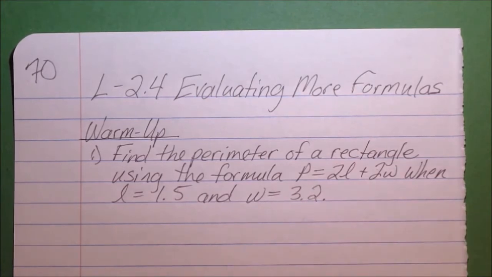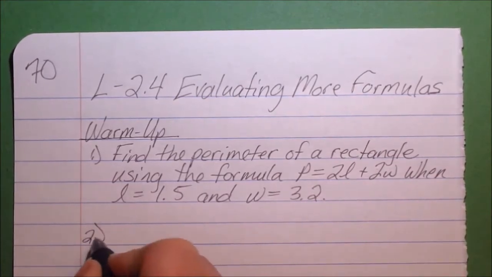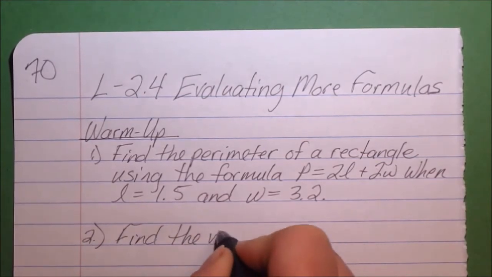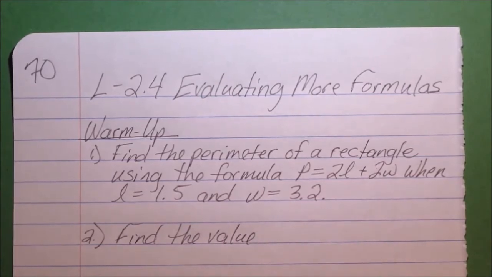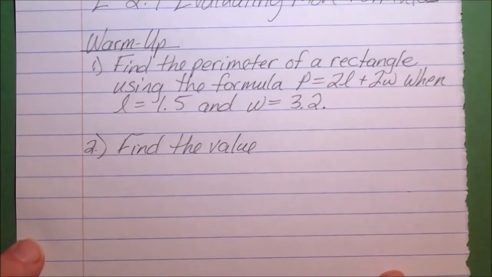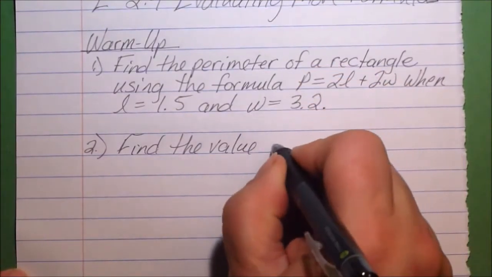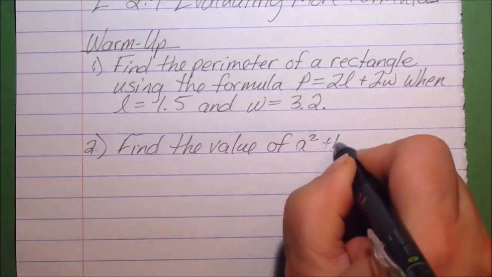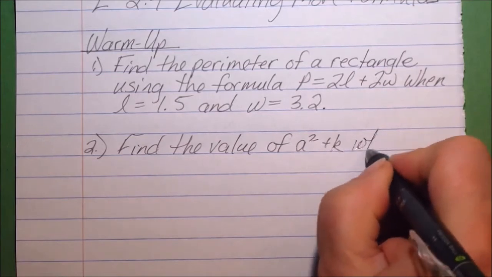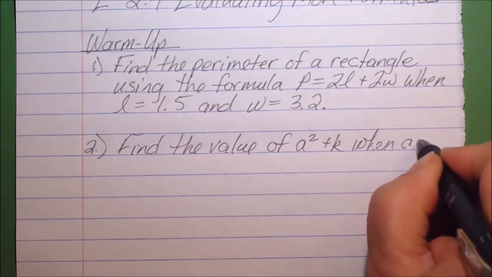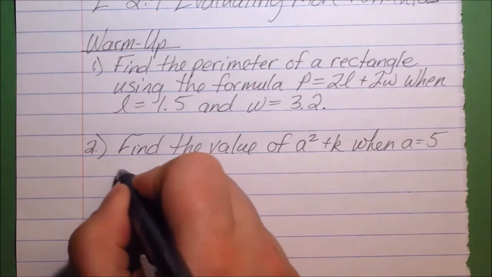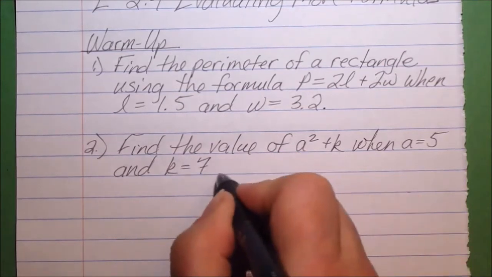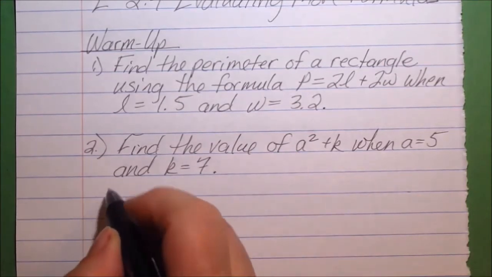All right? Okay, and the second one is find the value of a squared plus k when a equals 5 and k equals 7. Remember, this is evaluating. Plug it in and do the math.